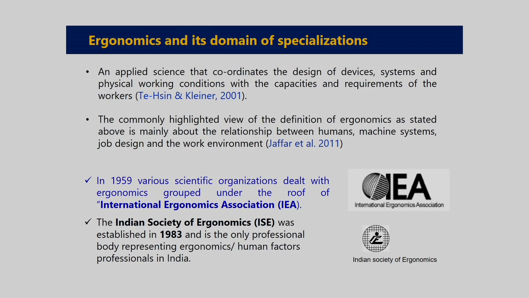Now, in this context, while we are discussing what ergonomics is, its definition and various definitions provided by various authors, it is important to know about the societies or associations of ergonomics present all over the world. In 1959, various scientific organizations dealing with ergonomics were grouped under the roof of the International Ergonomics Association. This IEA was established in 1959. On the other hand, in India, in 1983, the Indian Society of Ergonomics was established, and this is the only professional body representing the ergonomists and ergonomics related professionals in India.